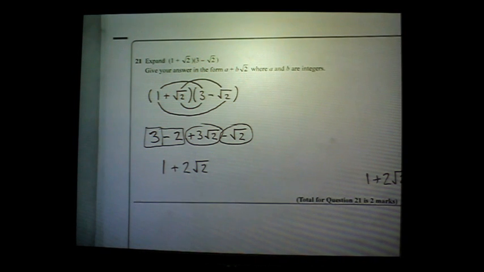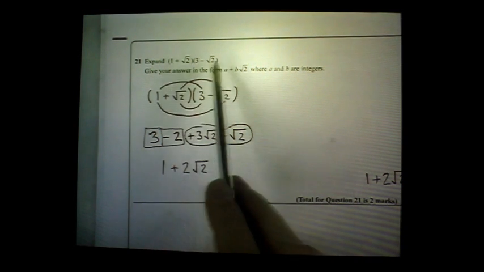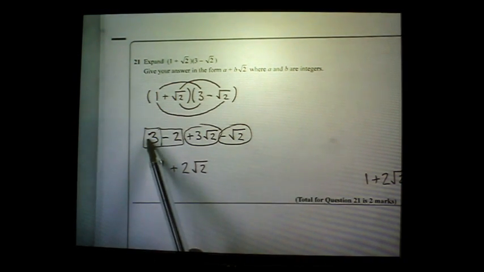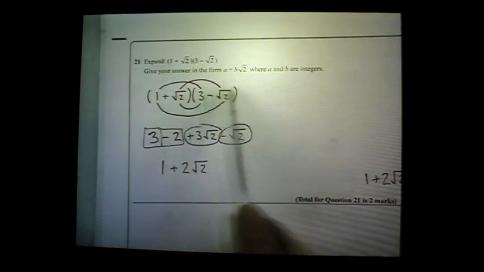Bit of work on surds. Give your answer in the form a plus b root 2, where a and b are integers. An integer is a whole number, if you weren't sure. All I've done is double brackets, so you multiply out the double brackets, so I'll talk you through it. 1 times 3 is 3. Do the signs in a minute.